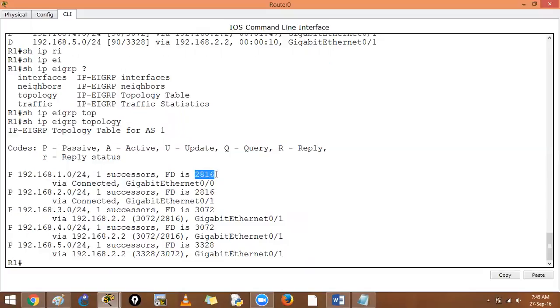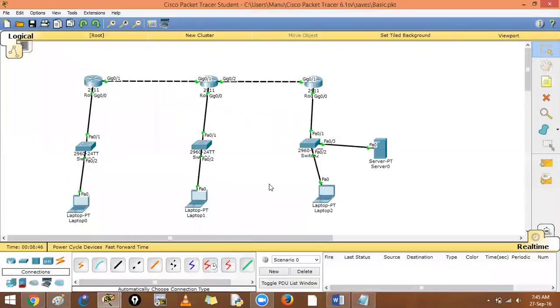Why do you see a higher metric? Because EIGRP uses the least bandwidth and the cumulative delay and multiplies this with 256. That is the reason you see bigger numbers. RIP does not understand more than 15, so it will be difficult for RIP to understand.